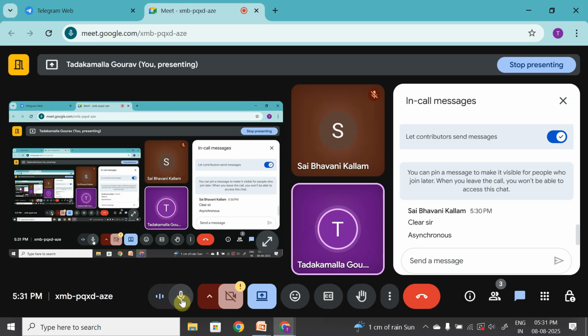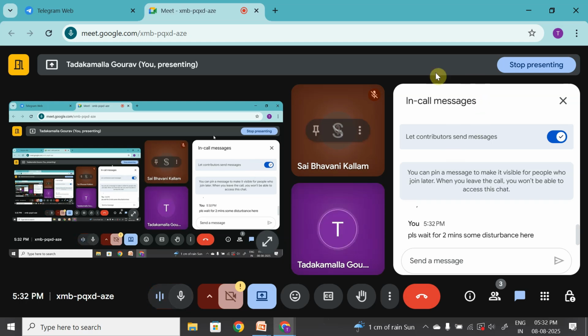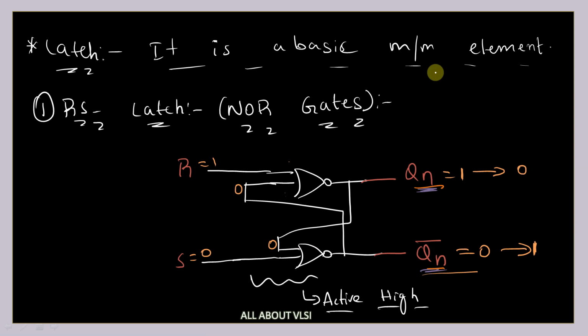There is no control signal. Your circuit is responding as soon as you are giving your inputs. So the circuit which we have seen here is an asynchronous circuit where your circuit is responding continuously to your inputs. So there is no control over here.